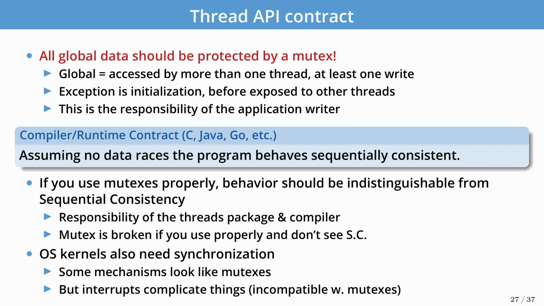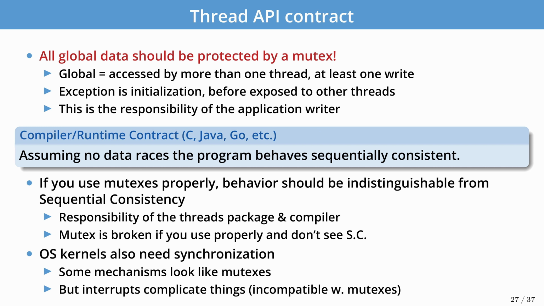All global data should be protected by a mutex. You never want to access shared data between two threads without using a mutex or some other kind of lock primitive to protect that state. The exception might be during initialization, where none of the other threads would have been exposed to that state. And you as the programmer are responsible for doing this correctly.